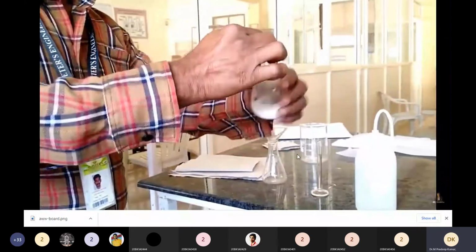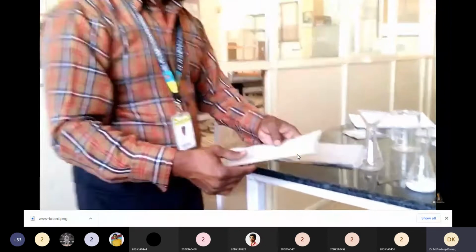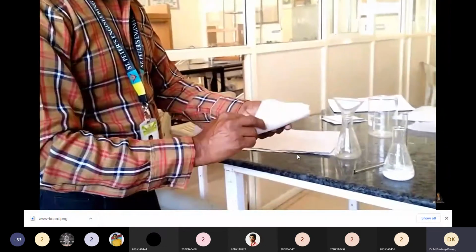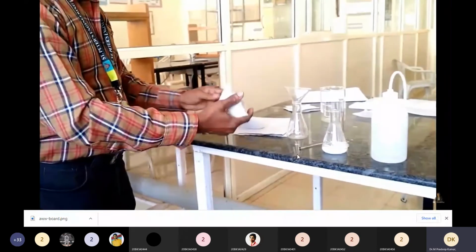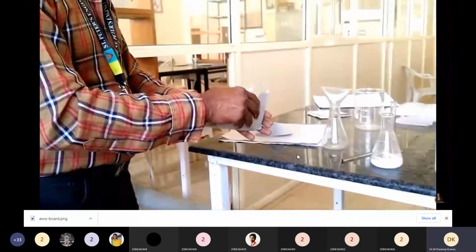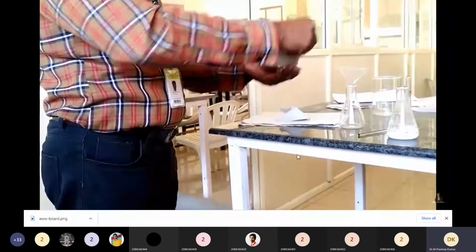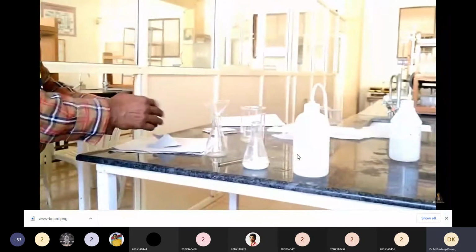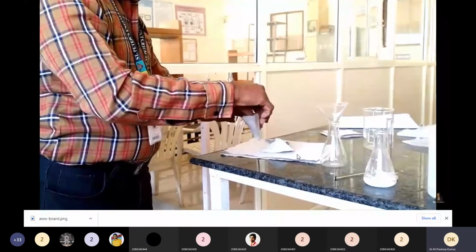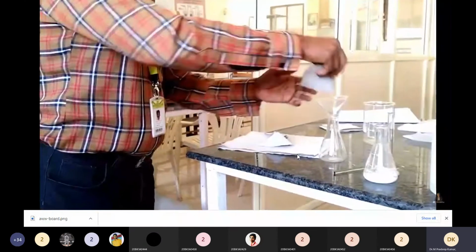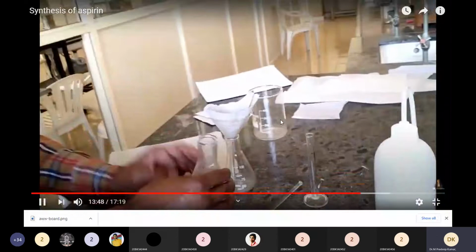So now we simply have to filter it. Take the filter paper, this is the filter paper, and fold it. Fold it like this, then you have to filter like this.